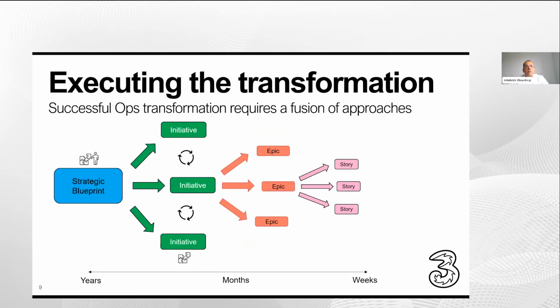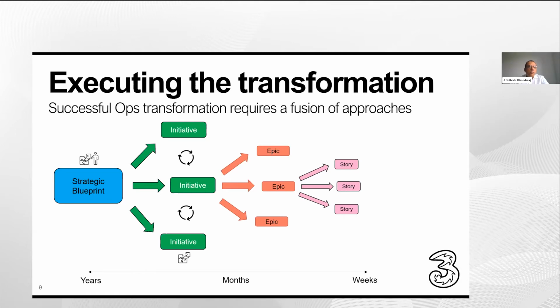So a bit about executing the transformation. I believe that there is no silver bullet to ops transformation when it comes to execution. We are yet to figure out an automated way of executing transformation. And what that brings is an insight that we probably need to fuse what works for us from different angles. So one thing that has worked for us and for wider industry players is agile, right? So we are using a bit of agile approach, SAFe agile, for executing this transformation.